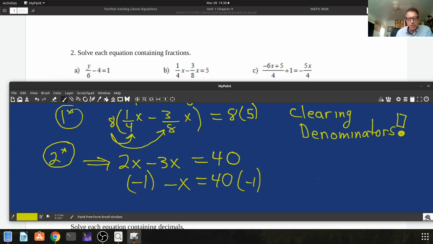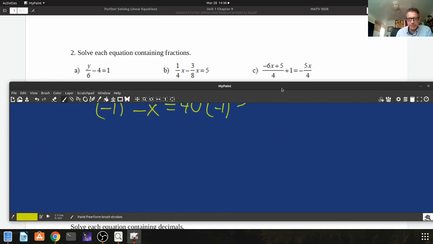So minus 1 times minus x gives me plus x. And minus 1 times 40 gives me minus 40. Okay, not so bad. So let's see about the next one. Here we go. It seems much harder than it's going to be, but you have to be careful.